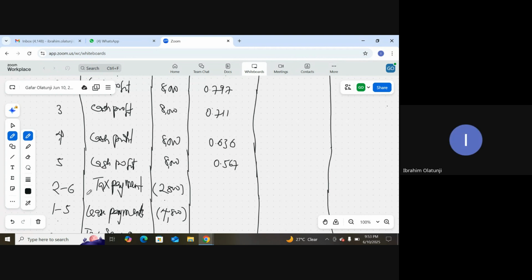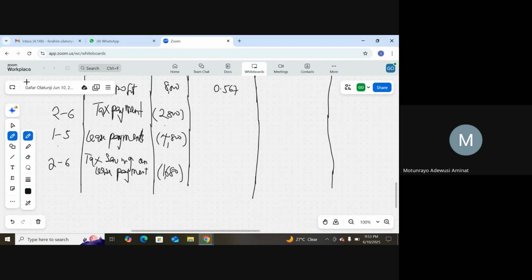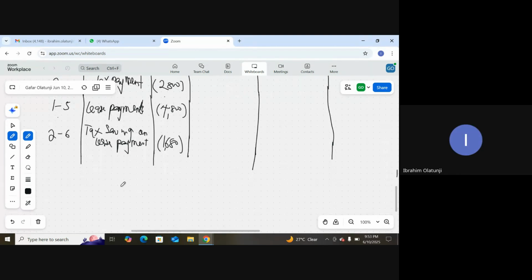Now, pause. The way you are going to compute 2 to 6 is different. When you are computing something like this, you will use the cumulative discount factor. That is, CDF equals 1 minus (1 plus R) raised to power minus N, everything over R.